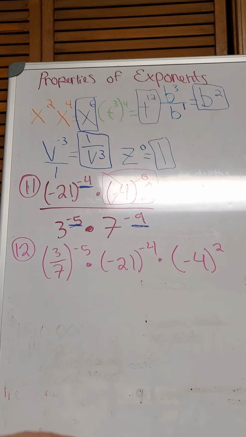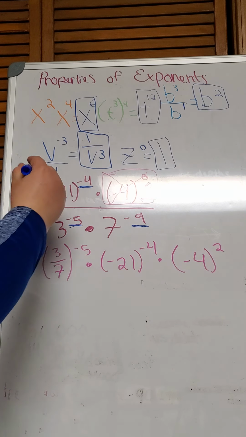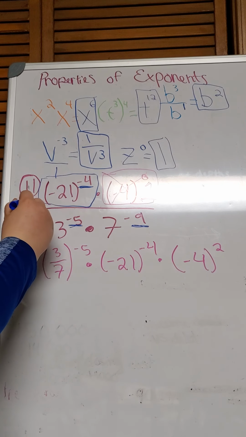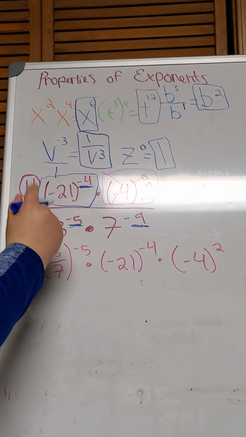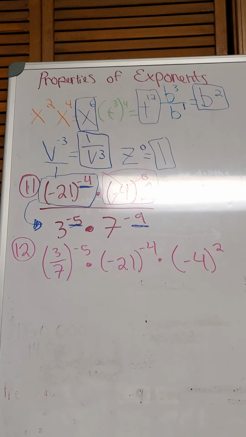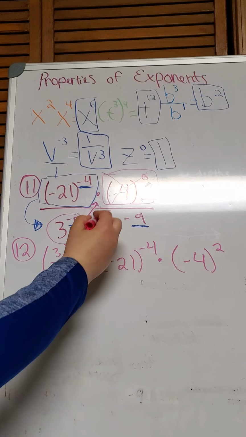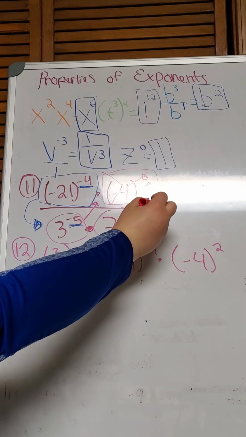All right, next thing. Let's tackle these negative exponents. So any base raised to a negative exponent, I have to change its location, right? So this negative 21 to the negative 4th, I have to put it in the denominator. Now, I also have to change the location of the 2 bases that are in the denominator currently, right? 3 to the negative 5th, I need to put in the numerator. 7 to the negative 9th, I need to put in the numerator.